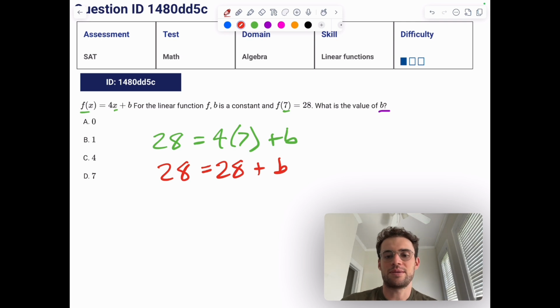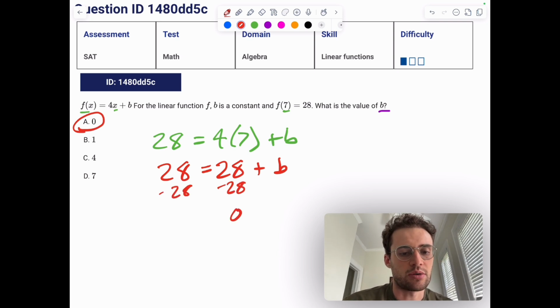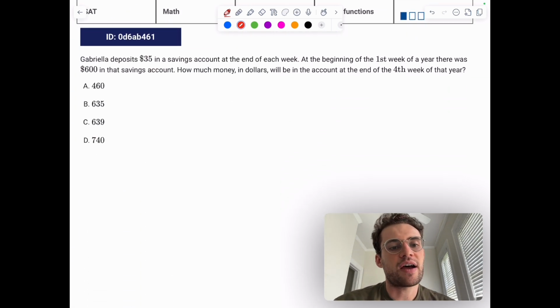Well, what do you have to add to something to make it equal to itself? You add 0. That's considered the identity number of addition. So 0, you could also think, I want to get the b alone, so I'm going to subtract 28 from both sides. That gives me 0 is equal to 0 plus b. So b is 0.